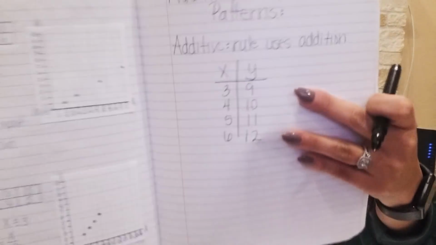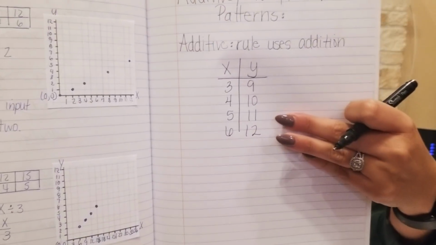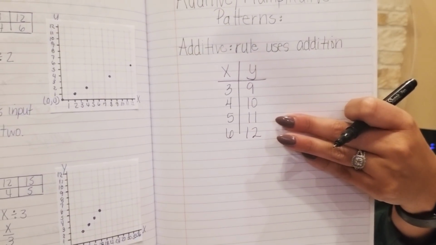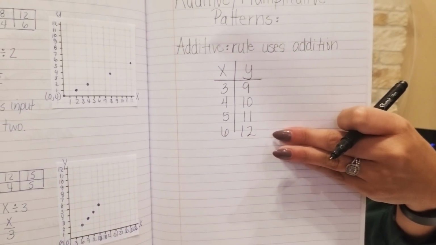So how do I get from 3 to 6? Obviously, I'm sorry, not 3 to 6, 3 to 9. How do I get from 3 to 9? I'm going to add 6, okay? And then the same thing here. How do I get from 4 to 10? Add 6. How do I get from 5 to 11? Add 6. And then how do I get from 6 to 12?